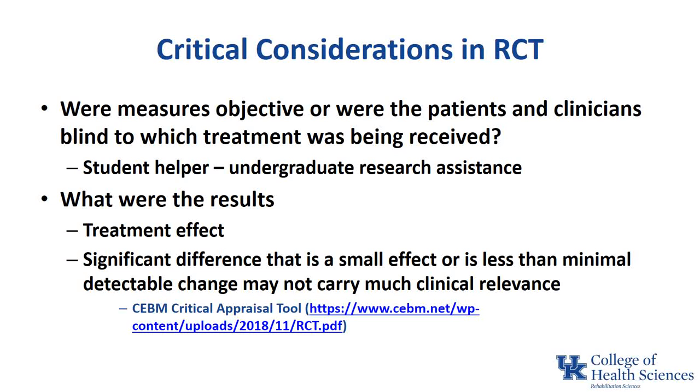And then obviously the other component is, what were the results? How big an effect was it? Was there a significant difference, and was there a clinically meaningful difference? You can find statistical significance, but as Dr. Fleischer talked about, minimally clinically important difference or minimal detectable change, those are critical values. So these questions all came from the Centre for Evidence-Based Medicine critical appraisal tool, focusing specifically on questions for randomized clinical trials.